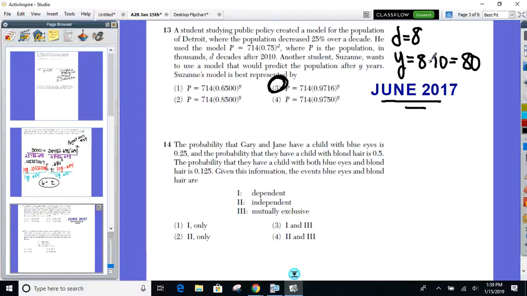Go right below, number 14. I want to just refresh your memory on how to test if two things are independent or not. So read about Gary, Jane, and their child.